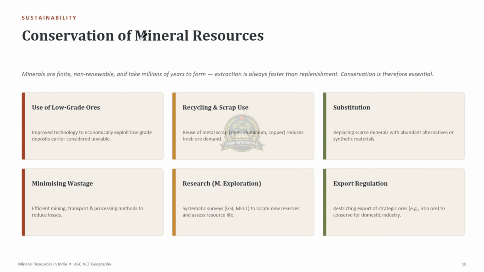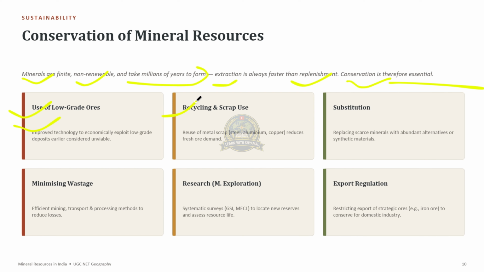Then conservation of mineral resources. Minerals are finite. They are non-renewable and take millions of years to form, and extraction is always faster than replacement. That's why conservation is essential. Use of low-grade ores: improved technology to economically exploit low-grade deposits earlier considered unviable.